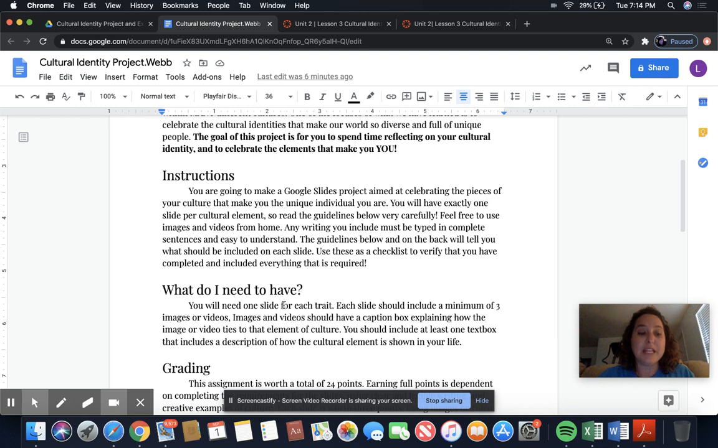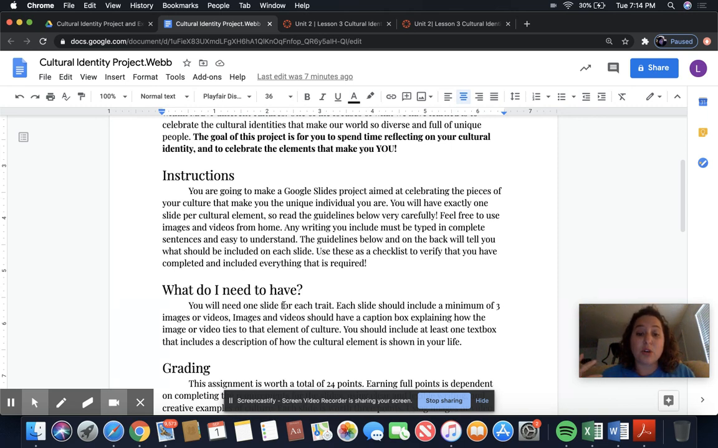Feel free to use images and videos from home. Any writing you include must be typed in complete sentences. Yes, you must use complete sentences, and it must be easy for me to understand what it is that you're communicating. So take your time and really focus on your writing if you're going to choose to express yourself in writing. The guidelines below on the back will tell you what should be included on each slide.